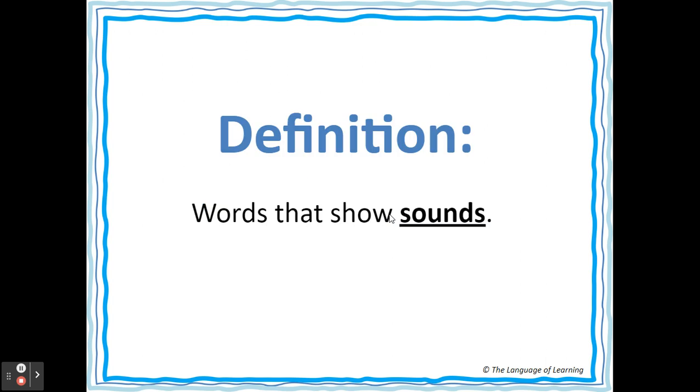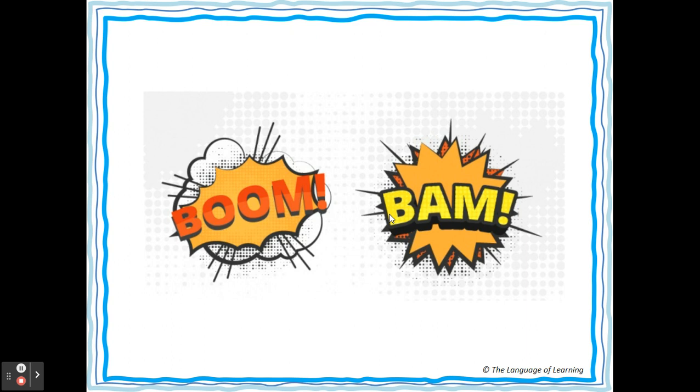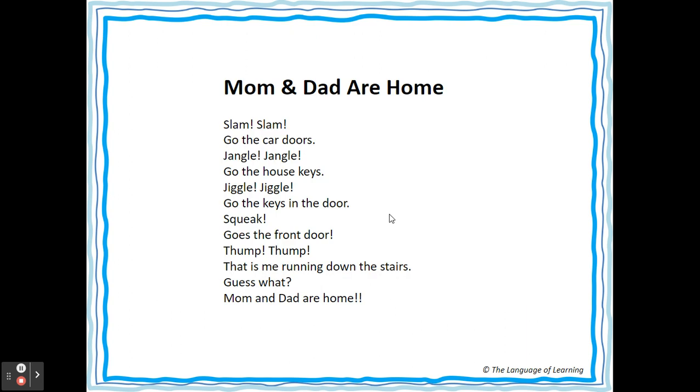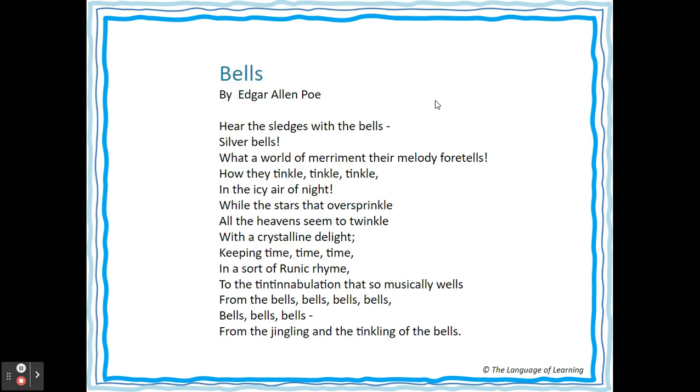All right, onomatopoeia. These are words that show sounds, like boom and bam. So here's a poem called Mom and Dad Are Home. So go ahead and pause, read this, and as you're reading, look for those sound words. All right, so we have things like slam and thump and squeak. So these, when you say the word, that's the sound that they make.